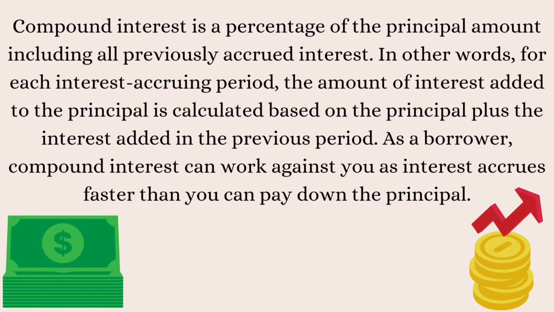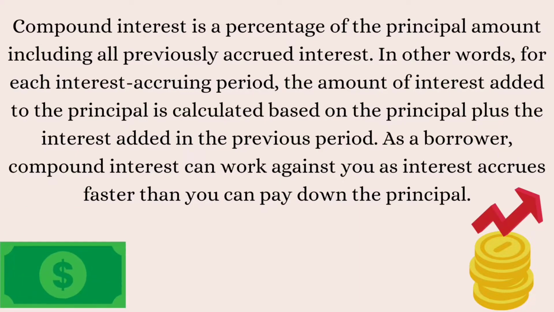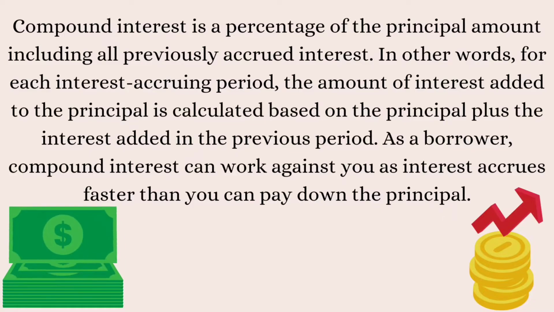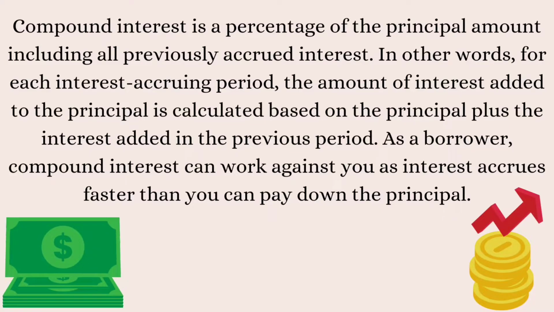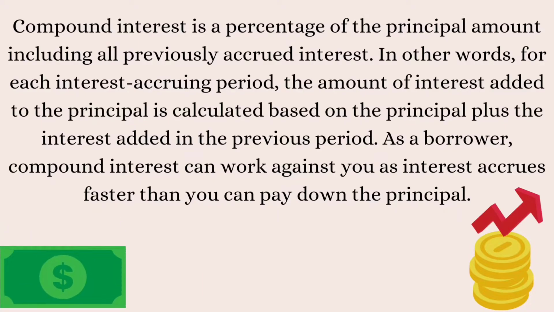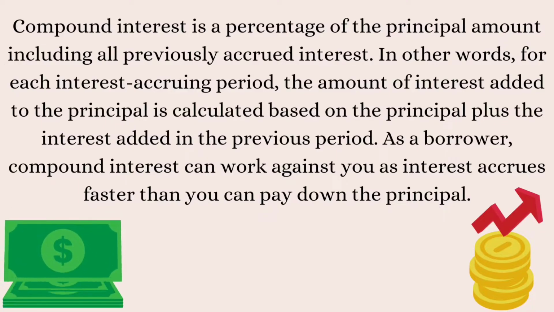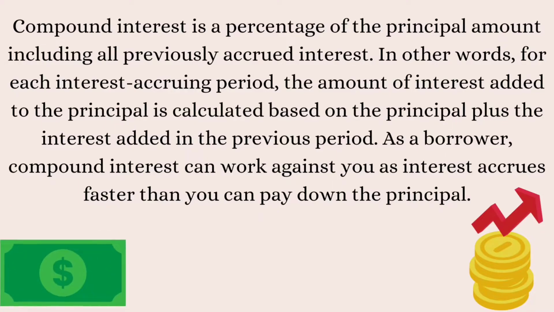Compound interest is a percentage of the principal amount including all previously acquired interest. In other words, for each interest accruing period, the amount of interest added to the principal is calculated based on the principal plus the interest added in the previous period. As a borrower, compound interest can work against you as interest accrues faster than you can pay down the principal.